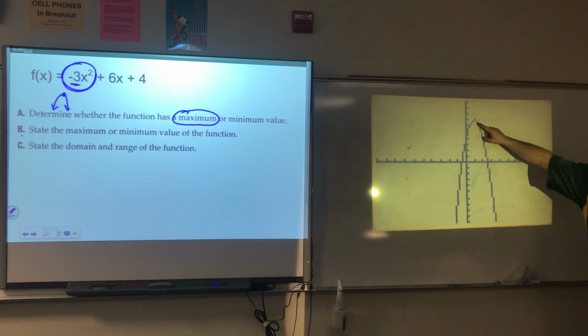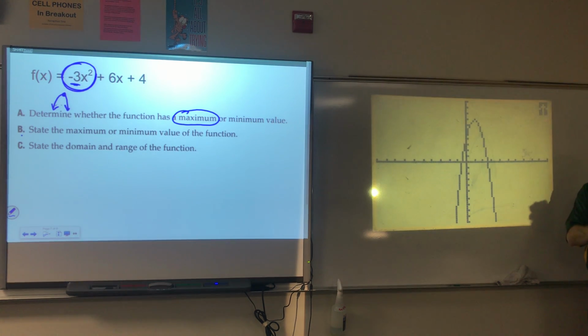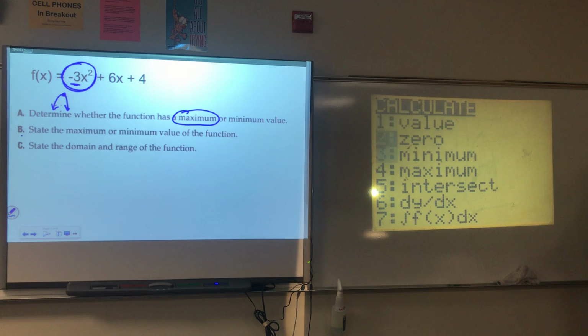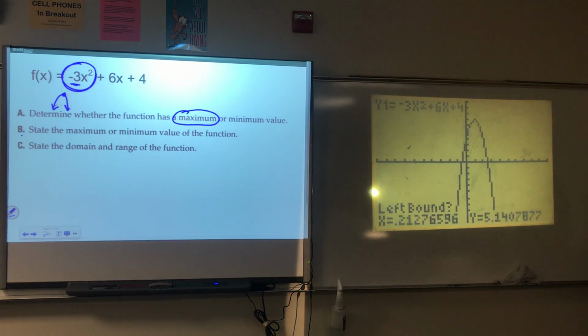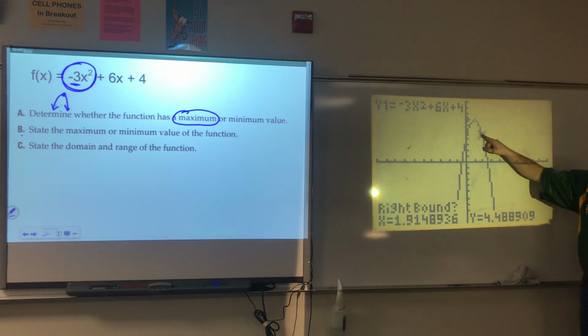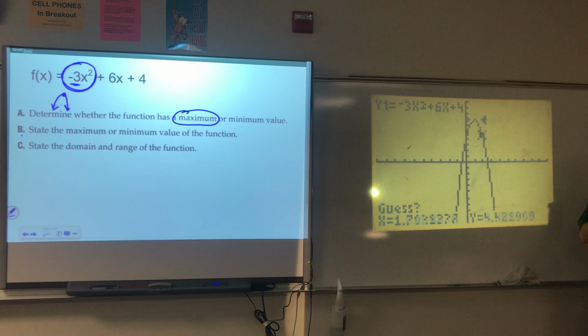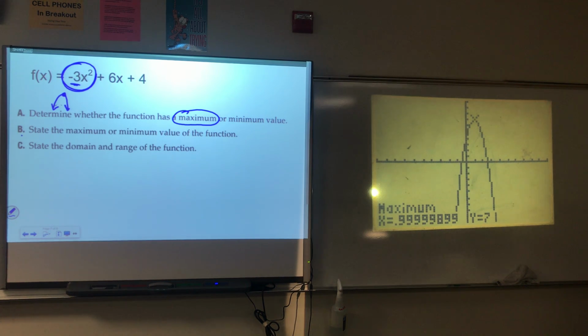Okay, and we can see, yep, it has a maximum. Let's find that maximum. So we go to second trace, maximum. My left bound is going to be on the left-hand side of the hump. My right bound, I'm going to come up and over to the right-hand side a click or 2. And my guess, I'm going to go back to the middle. And this time, there's my maximum value right there.